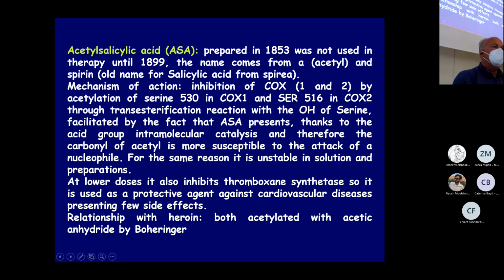What about acetylsalicylic acid? It is the most important of the class, the prototype, the best seller. A lot of tons of this compound are sold every day in the world. In the USA, with $5, you can buy 100 tablets in a drugstore.